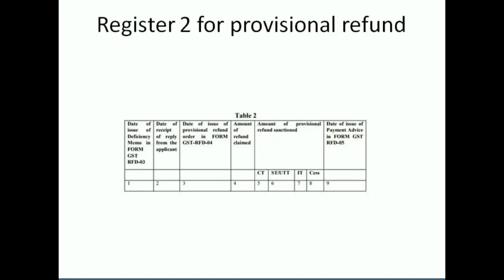And the third register is for final sanction. The maximum time limit for sanction of a claim is 60 days from the date of receipt of an application.